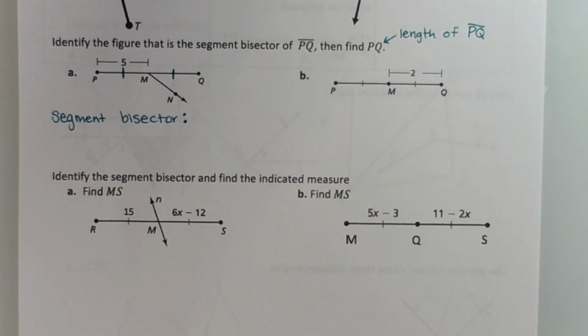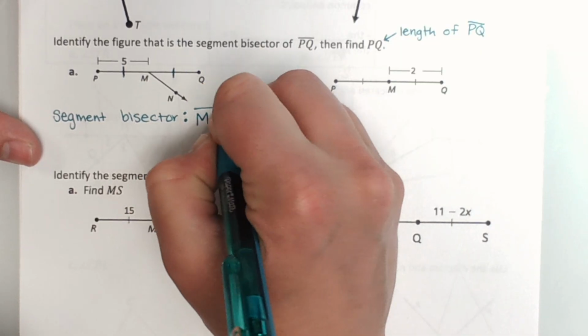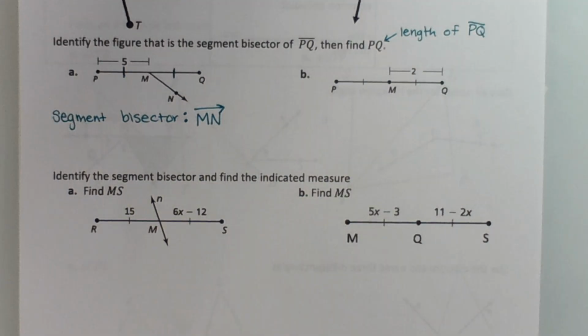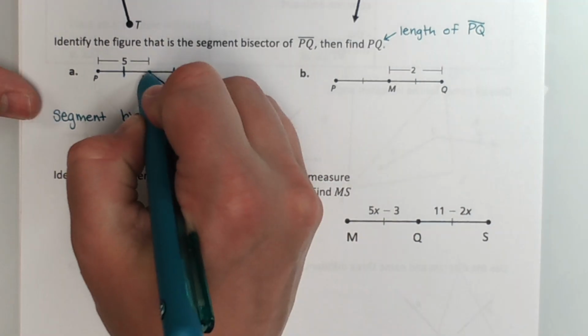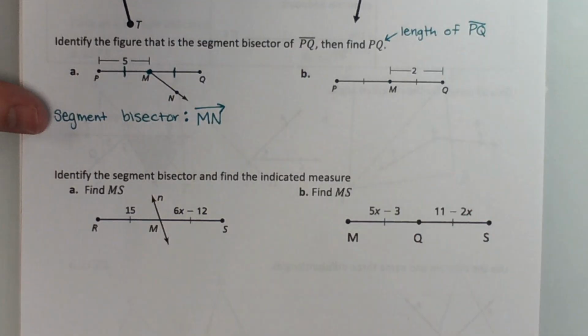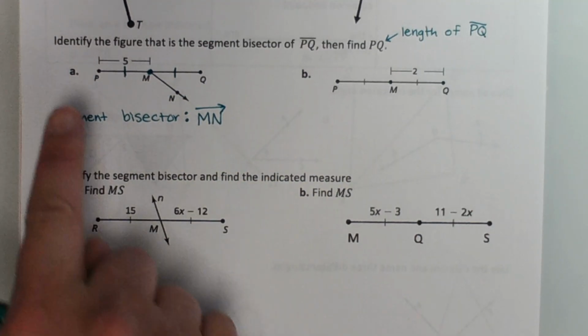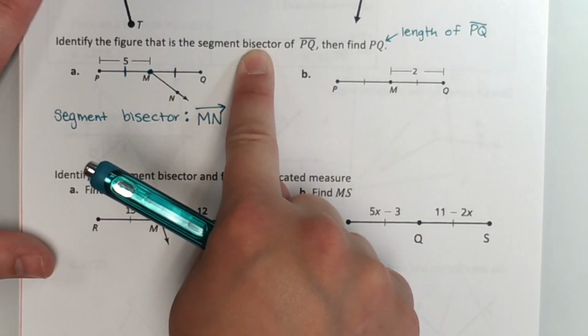What's the name of the ray? MN. M is where it starts and it goes towards N. Remember, naming a ray, the first letter is its endpoint. It's where it starts technically. And the second letter is where it's going, and the arrow always goes to the right. So that's identifying the segment bisector.